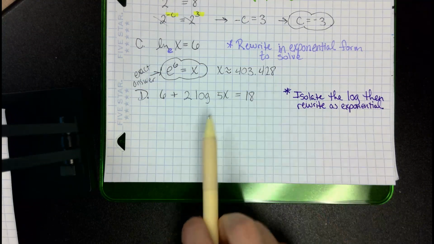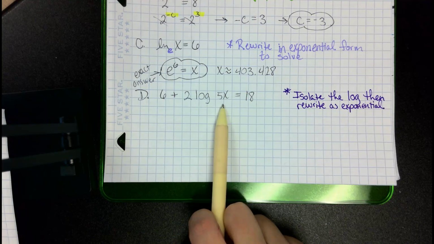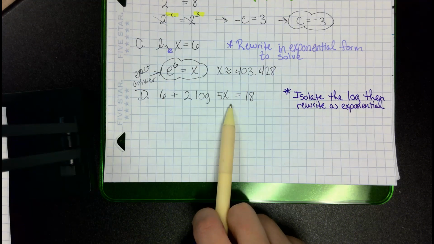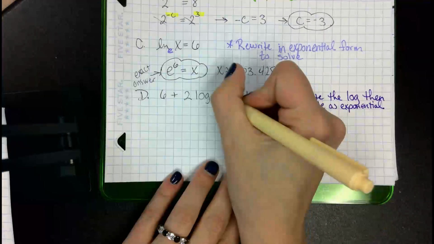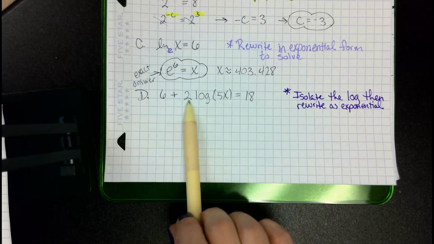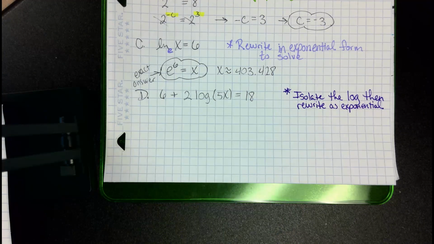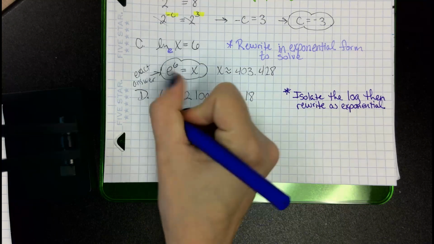Also, whenever I have something like this, and I know I'm going to be moving things around, the argument of the log is not always in parentheses. In the calculator, the argument of the log is always in parentheses. But whenever I'm working with them, I like to put it in parentheses so I don't accidentally mix things together that should not be mixed together. So if you separate it with parentheses, you're less likely to make a mistake. Okay, so I have 6 plus 2 times the log. So I need to deal with the 6. That's a positive 6, so I'm going to subtract 6.